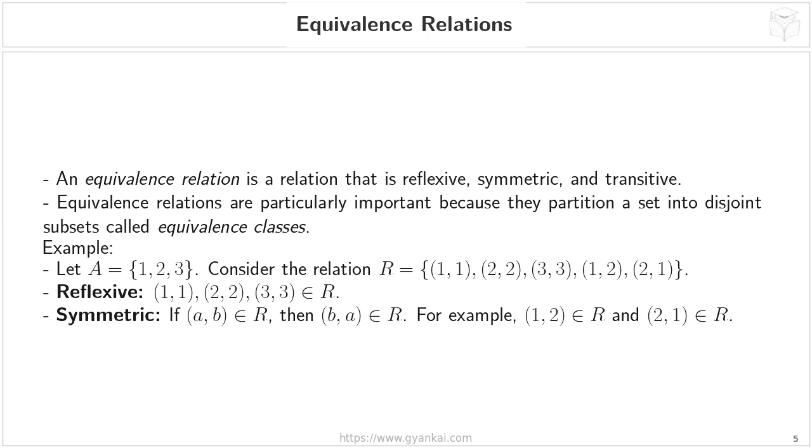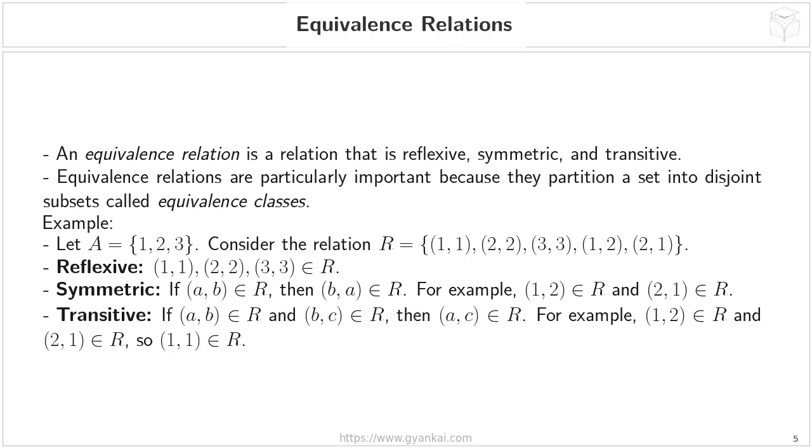Let's take (1, 2). It's in R, and if we swap the order we get (2, 1), which is also in R. Good. Symmetry holds. Now let's check for transitivity. Remember, if we have (a, b) and (b, c) in R, then (a, c) must also be in R. Let's take (1, 2) and (2, 1). Both are in R, therefore, according to transitivity, (1, 1) must also be in R, and indeed it is. So, transitivity holds as well.